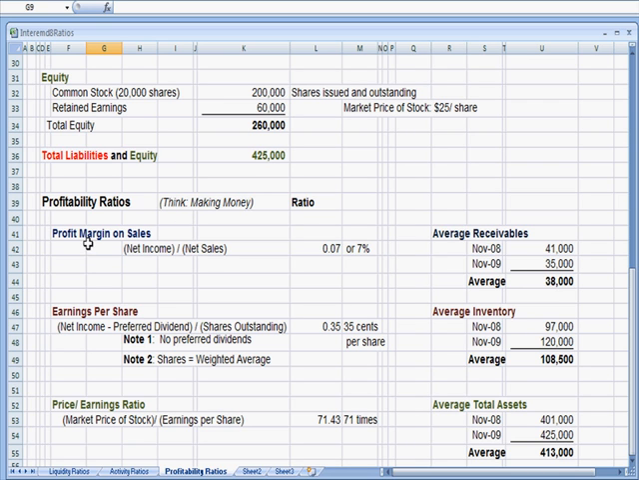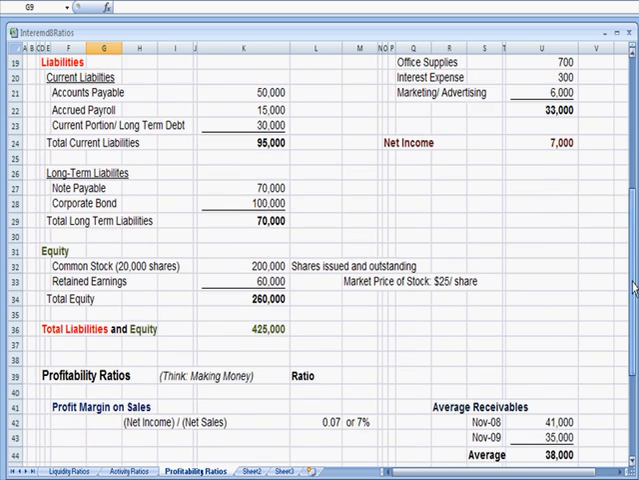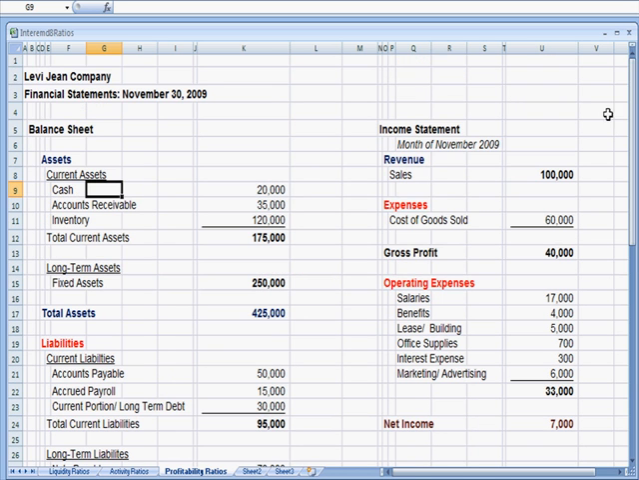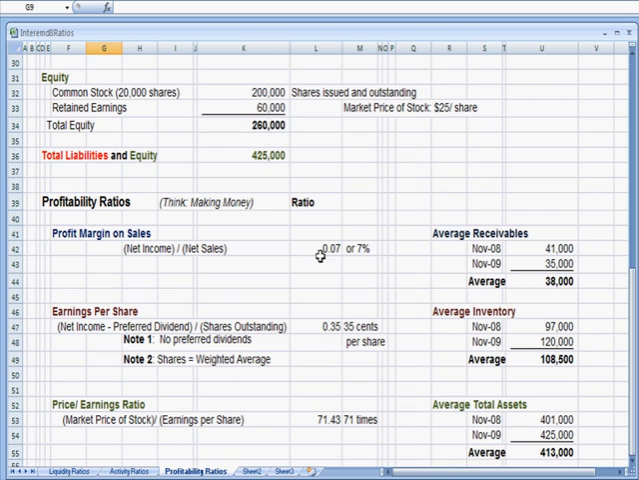So the first one is profit margin on sales, where we've taken our net income, the $7,000 we got from up here in the income statement, divided by our net sales, which is at the top of the income statement, $100,000, and we find that it's 7%. And the way to think about this is, for every dollar that I sell of my product or service, how much of that dollar is profit? In this case, it's 7 cents.